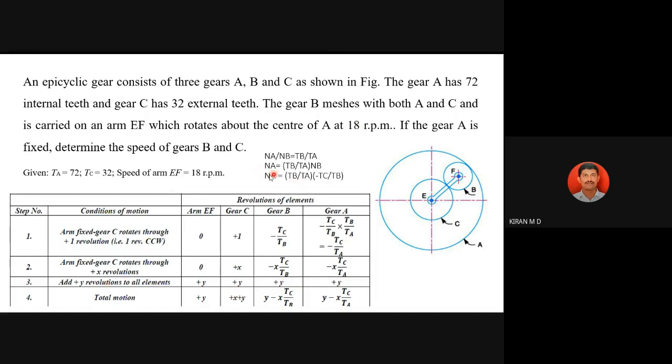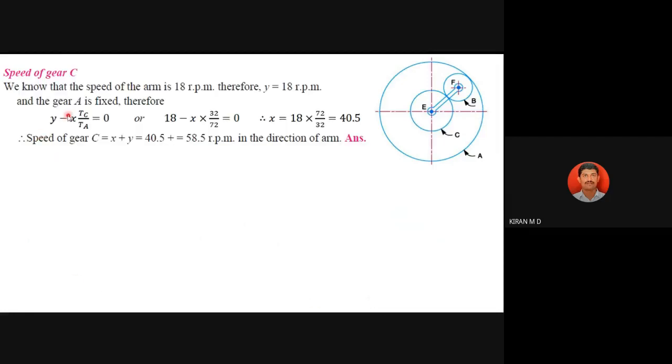So now see here. If gear A is fixed, what does that mean? The speed of gear A is fixed, meaning NA is equal to 0. Correct? NA is equal to 0 means y minus x into TC by TA is equal to 0. We need to find out this value and this value to get the speed of gear C and gear B. Since gear A is fixed, y minus x into TC by TA is equal to 0.